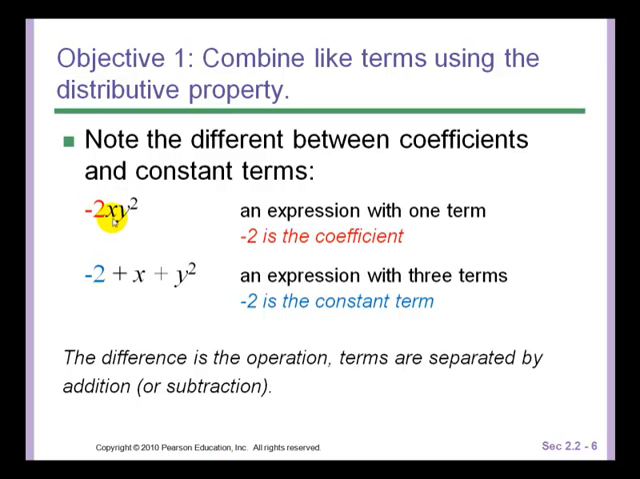Notice the difference is the operation. In the top one, these three things are being multiplied. These are all factors in a single term. Here, these three things are being added. These are all addends, and they are three terms. Again, the difference is the operation.